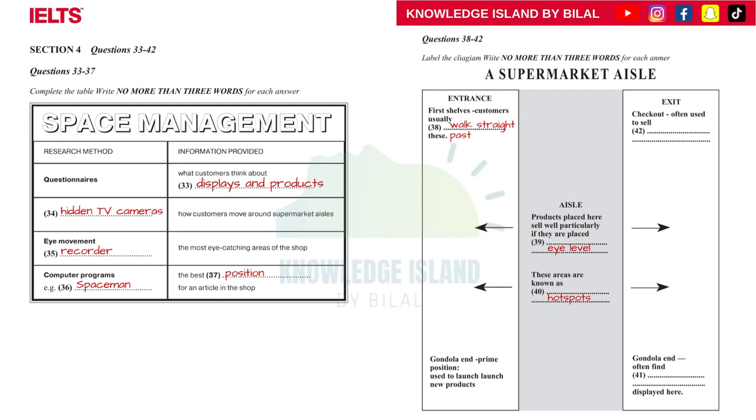But the prime positions in the store are the ends of the aisles, otherwise known as gondola ends. Now, these stand out and grab our attention. For this reason, many new products are launched in these positions, and manufacturers are charged widely varying prices for this privileged spot. Also, the end of an aisle may be used for promoting special offers, which are frequently found waiting for us as we turn the corner of an aisle.